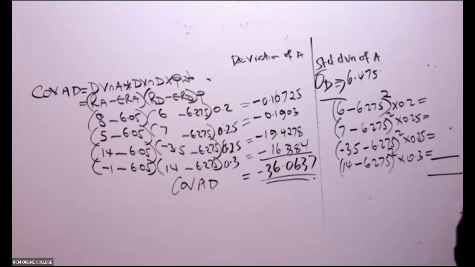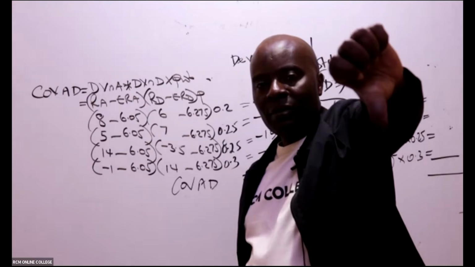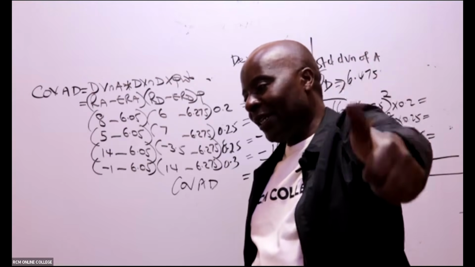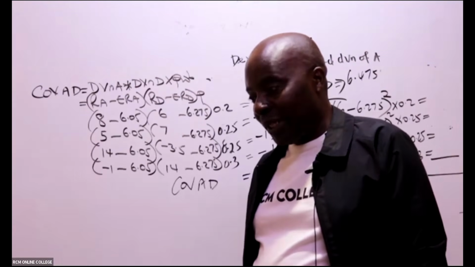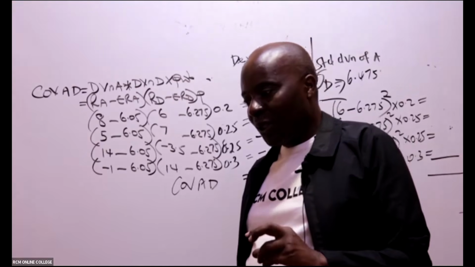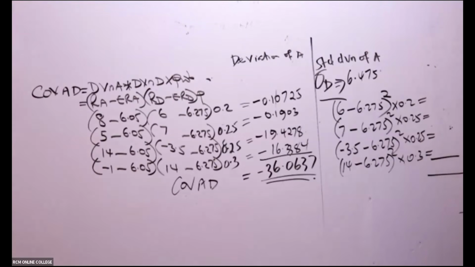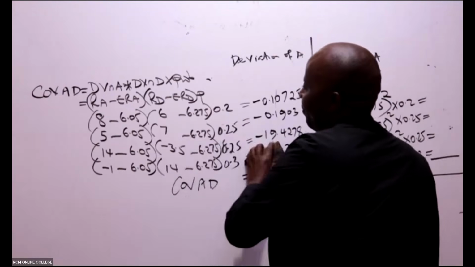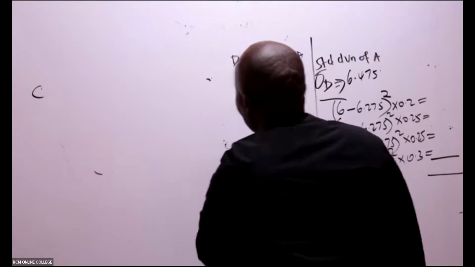And if you have not been able to get it, could you kindly show me a thumbs down? It's good to tell the teacher, mwalimu, I've tried my best and I've not been able to get it. But from the sign of things, most of you are able to get that standard deviation. So now you can come and give us the weight of A.